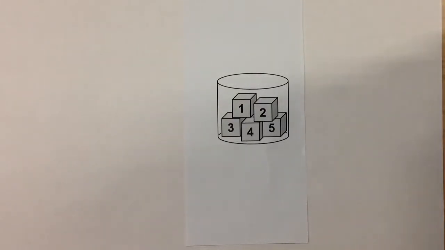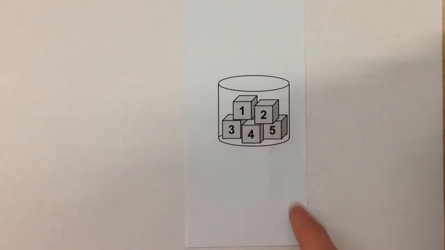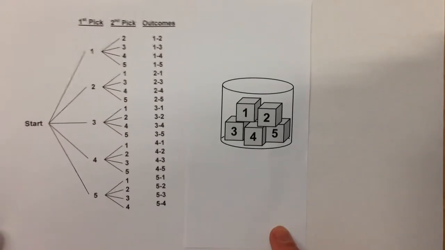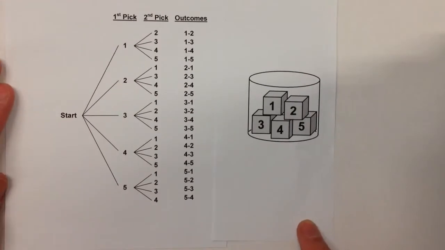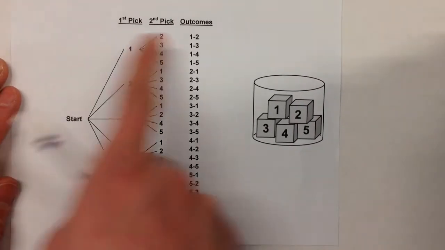So I have a bucket of cubes, and there's 5 cubes in it, numbered 1, 2, 3, 4, and 5. And we're going to pick a cube, keep it out, and then pick another cube. Yesterday we learned how to find all the possible outcomes, and that's by making a counting tree.